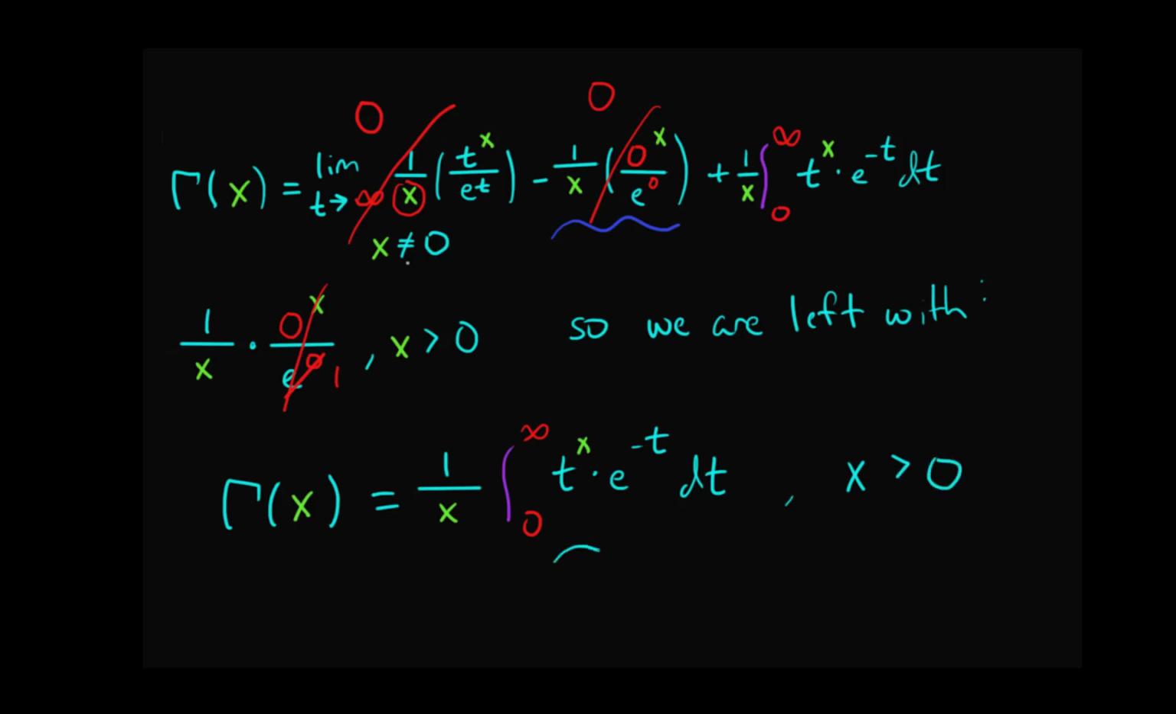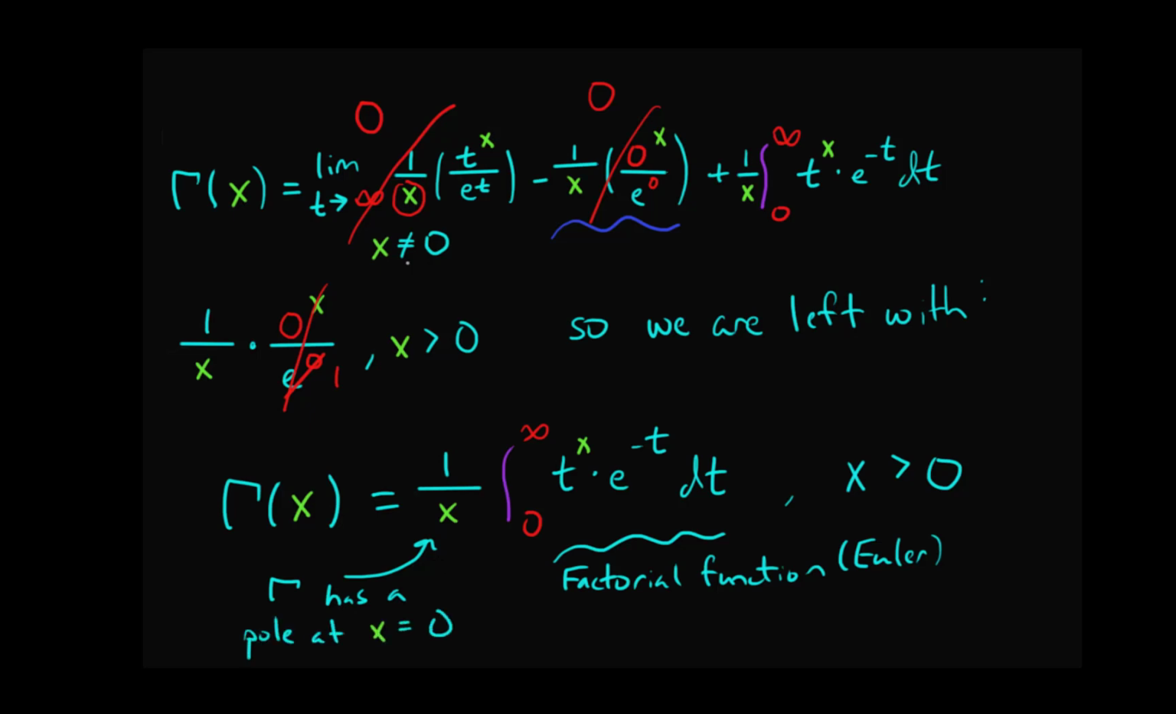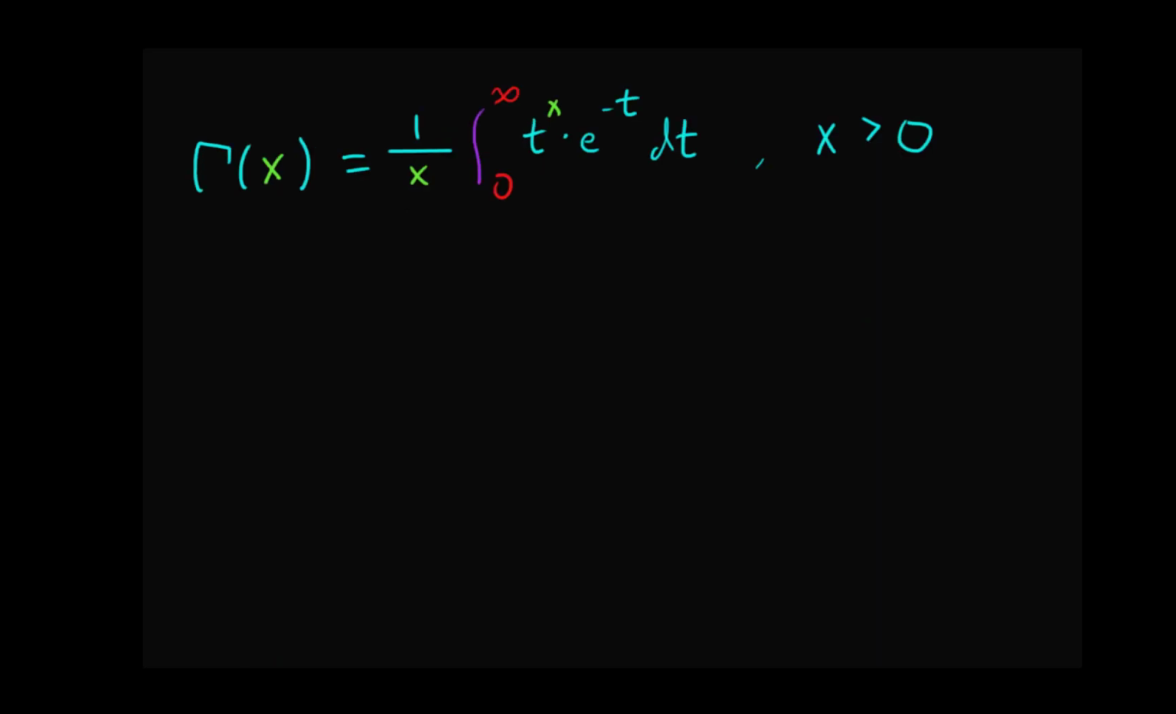And in fact, this integral should already be familiar to us. It's just Euler's factorial function. But the beauty of this expression is that it now shows that gamma of x has a divergence at x equals 0, what's called a pole in complex analysis. So this was a worthwhile enterprise. Doing that integration by parts revealed something new about the gamma function for us. It made explicit the pole at x equals 0.